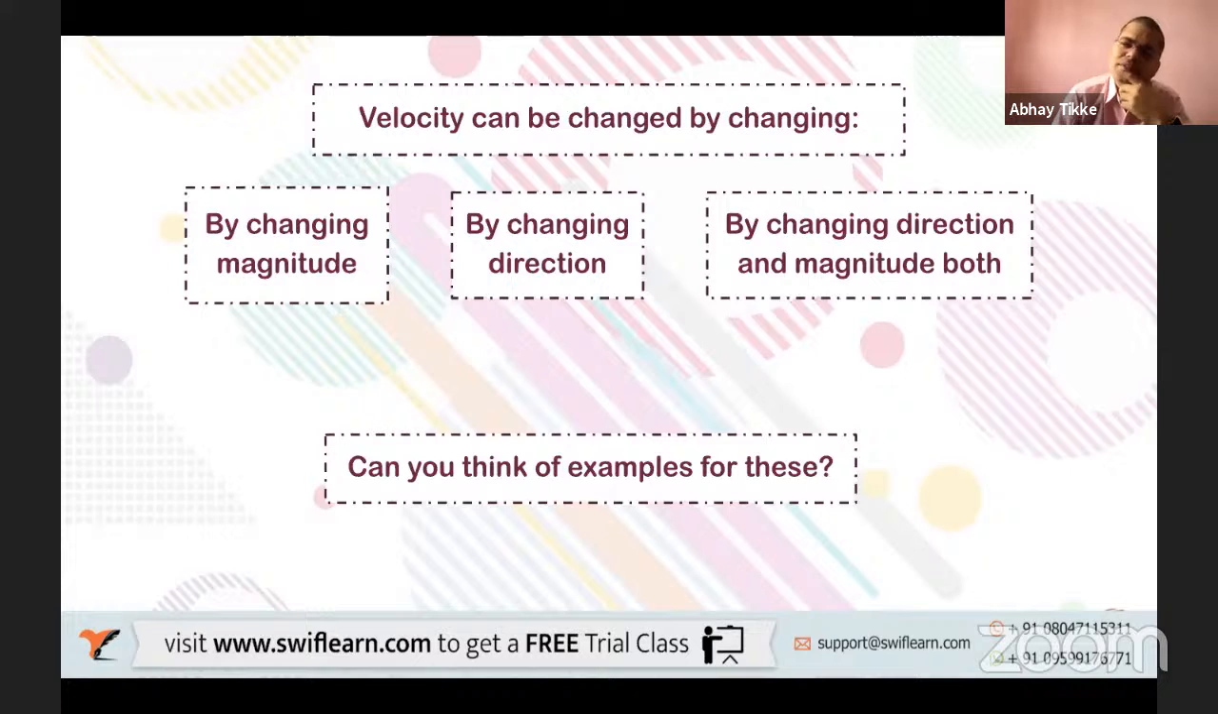So can you think of some examples here? Yes, anybody on the chat would like to tell me some examples where you can change velocity, both its magnitude as well as direction, right? Simple example I can recollect is your vehicle. When you are driving a vehicle, right? Let's say you are passing from a city to a highway, right? As soon as there are no more vehicles much, right?